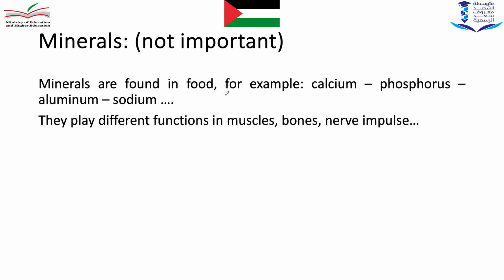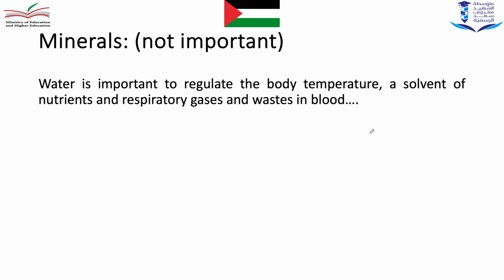Minerals are found in our food, for example, calcium, phosphorus, aluminum, sodium. They are different. They have different functions in muscles, in bones, in nerve impulse, etc.